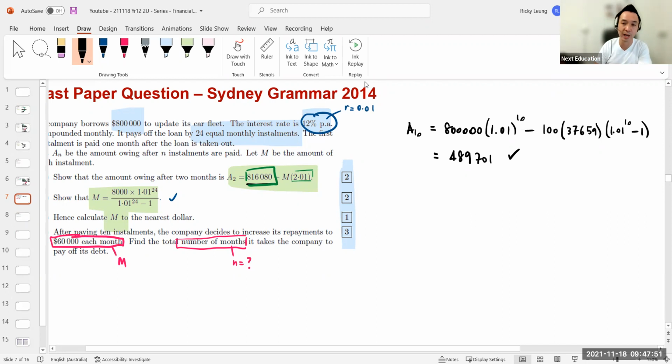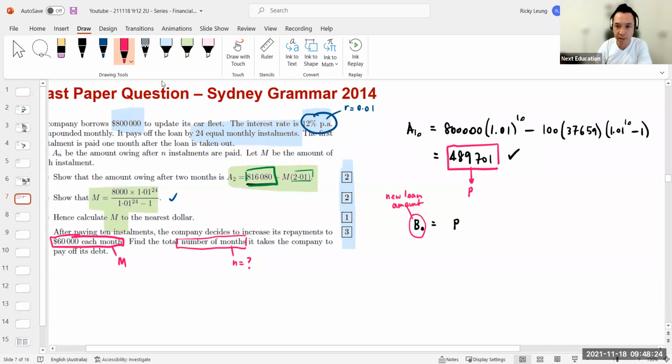Maybe for simplicity, I'll let this equal P. So if this is our new loan, I'm going to reset. I'll call it B0 equals P. So B0 is the new loan amount. Just maybe I'll label that for you in case you're wondering what B0 is. So new loan amount.